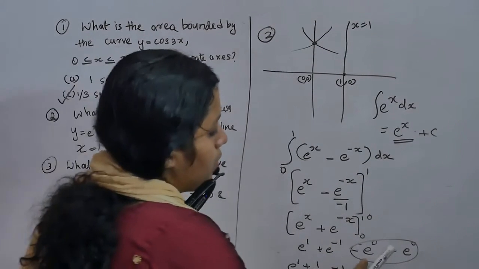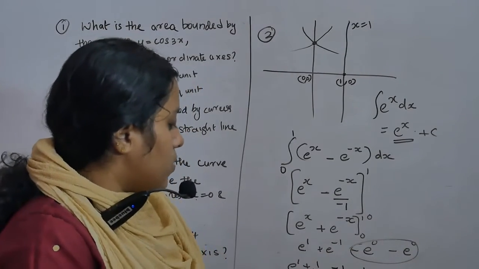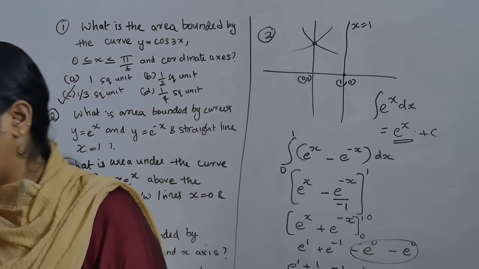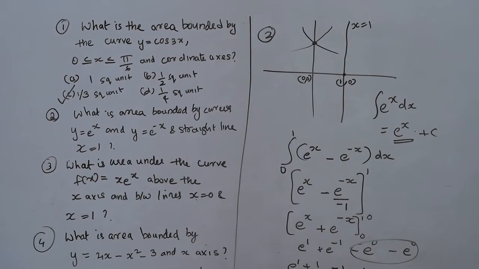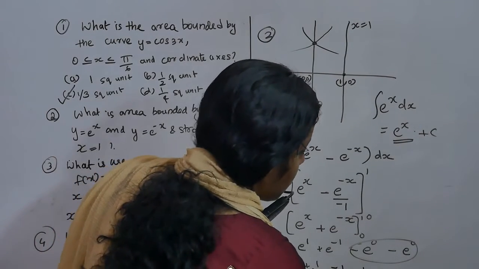Anything raised to 0 is 1, so this will become minus 1. So e raised to 1 plus 1 by e minus 2. That is the answer. In the option there is a unit also, square unit.